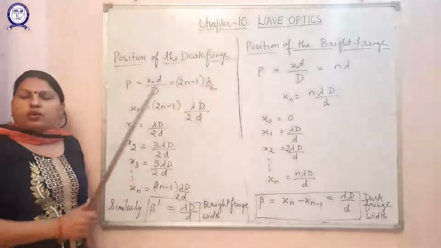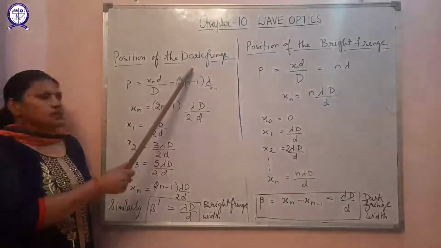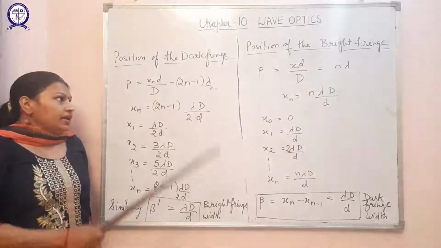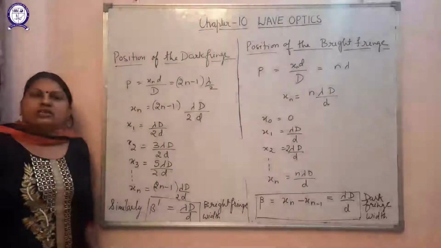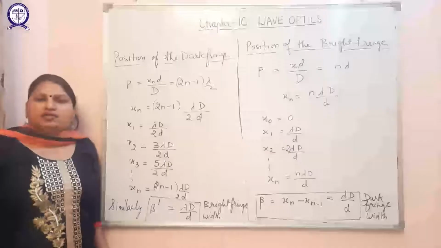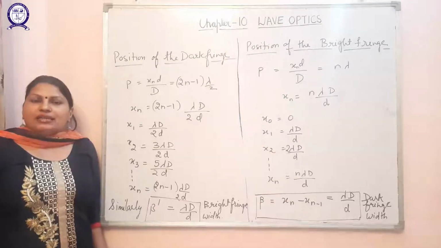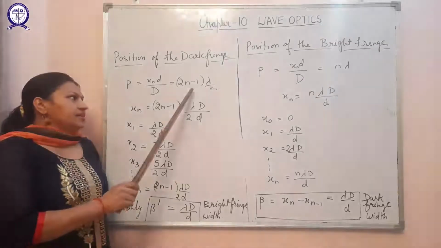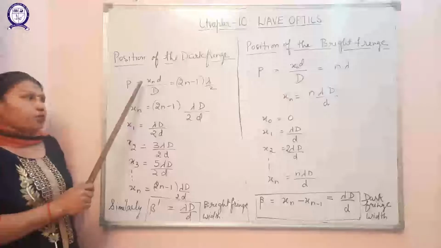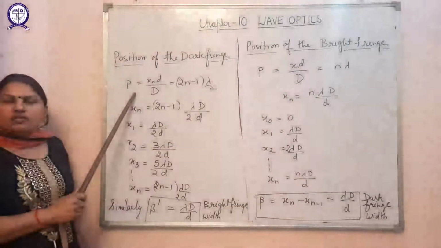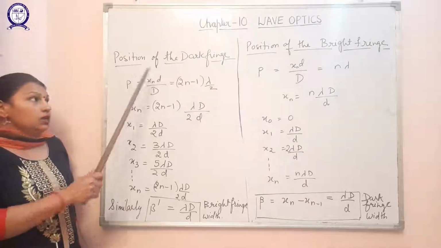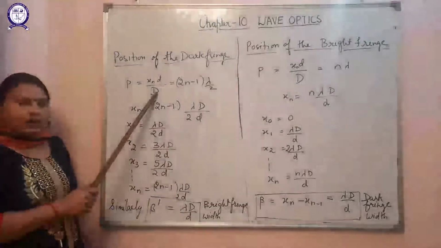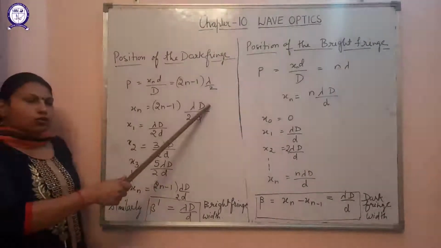Thank you. So now I am going to start with the position of the dark fringe. For calculating the position, I substitute the value for the destructive interference condition, which we have got as p is equal to (2n minus 1) lambda by 2, as rewritten here. From this derivation, where we locate the position of the dark fringe, we have xn d by capital D is equal to (2n minus 1) lambda by 2.